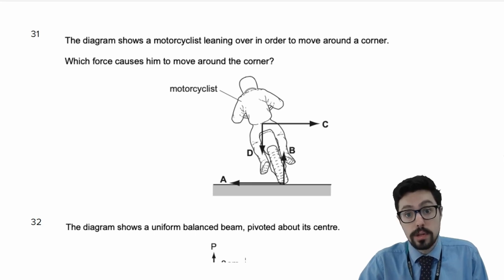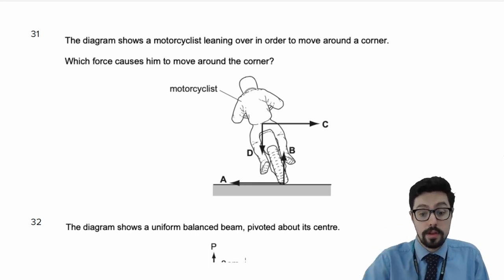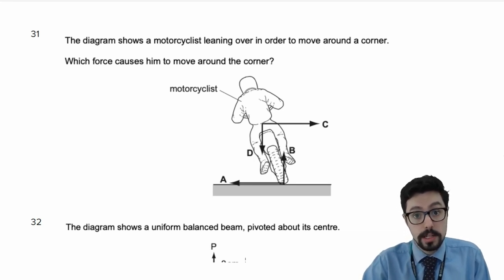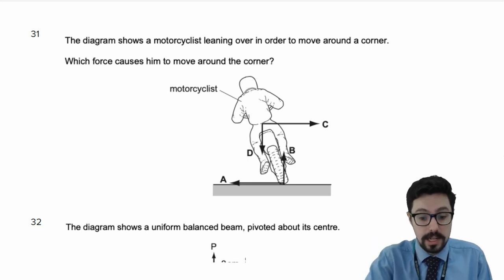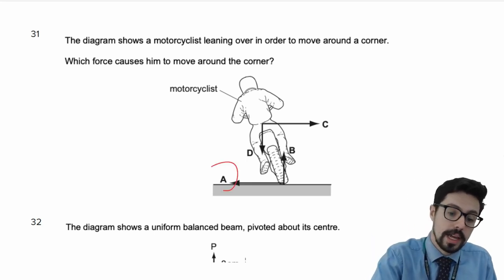Okay, and the only force that's going to provide that is the friction between the tyres and the road itself. Okay, so we need the force of friction between the tyres and the road that's pointing towards the centre, so that is definitely, in this case, A.